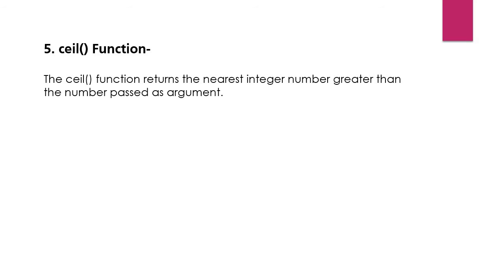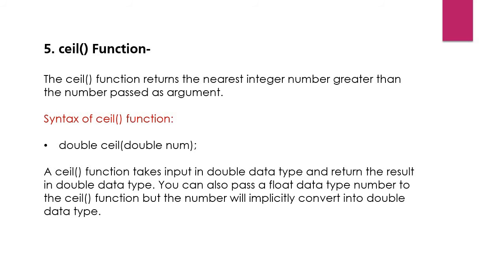Next, see ceil function. The ceil function returns the nearest integer number greater than the number passed to it. Let's see the syntax of ceil function. double ceil(double num). A ceil function takes input in double data type and returns the result in double data type. You can also pass a float data type number to the ceil function, but the number will be implicitly converted to double data type.